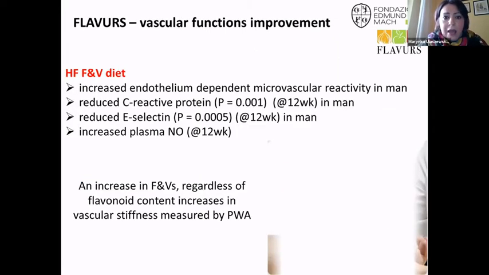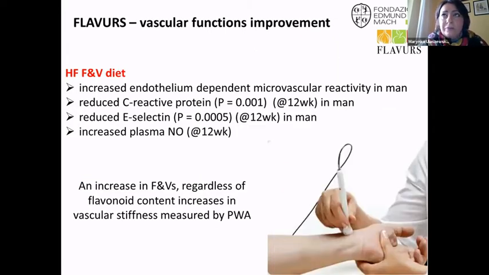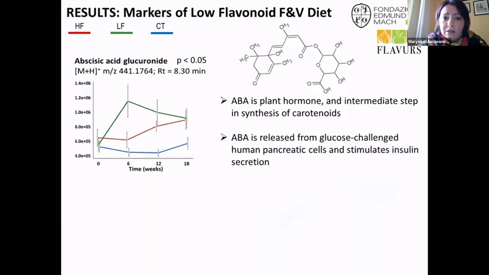So many very good outcomes after the dietary interventions, especially in the men. So the increased endothelium-dependent microvascular activity, and there was a reduced C-reactive protein, and many more. But what about the biomarkers of food intake in the urine of these people? So one of the compounds I found to be statistically significant was the abscisic acid glucuronide.